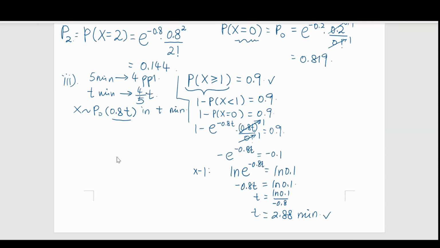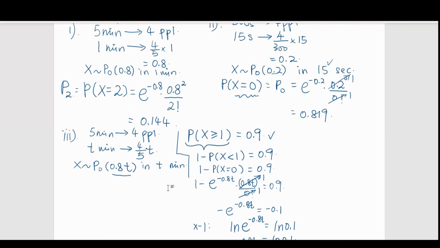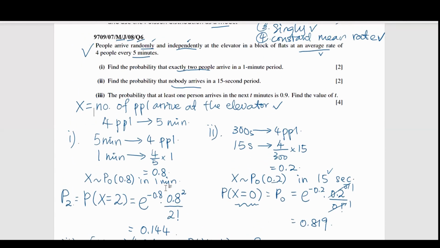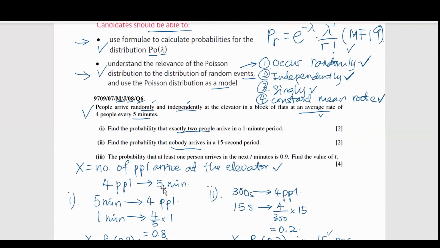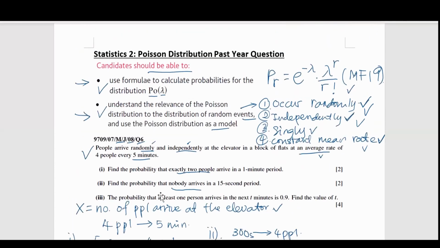So if these questions come up in the exam asking you about Poisson distributions, depending on the syllabus given, you have to be able to use the formula to calculate the probability. And you have to be able to see that with this information given, you are going to use a Poisson distribution to find the answer. For details of the Poisson distribution and its conditions, I have explained in another video. You can search for Poisson distributions and you should be able to find the video.